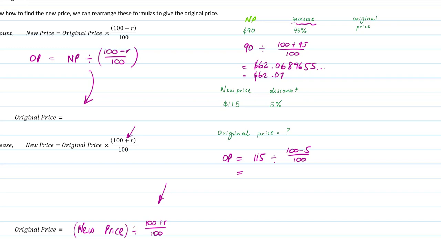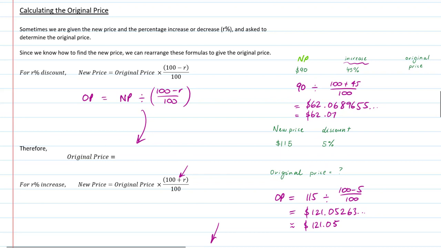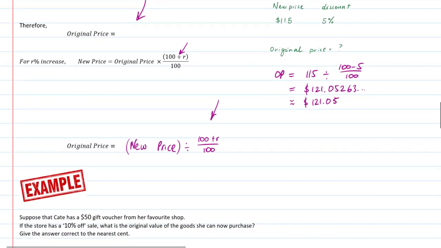So there are some little shortcuts that you'll get used to as well. That comes out as 121.05263. And I'm going to write that down because it's money, 2 decimal places, 121.05 is appropriate for the end of a question. Okay, so that's our calculating the original price section that you need to be aware of.